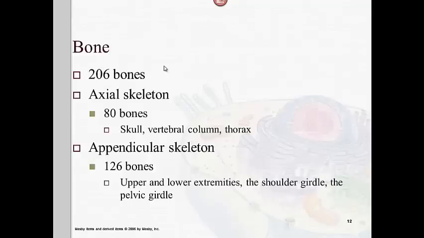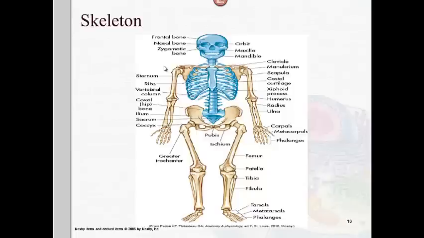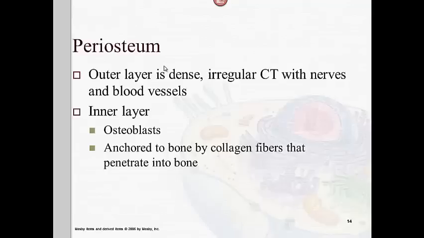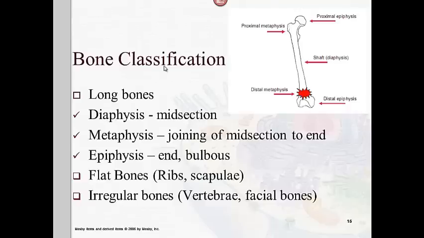This is just to tell you how many bones are in the human body, and just an anatomic representation of all the bones in the skeleton. What is periosteum? Periosteum is no more than the outer layer that is dense, that is rich in nerves and blood vessels. Inside the periosteum, you have the osteoblasts that, remember, are in charge of bone formation. They're also anchored by collagen fibers that penetrate inside the bone.